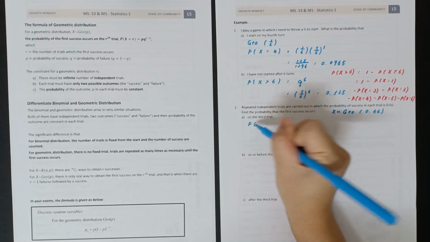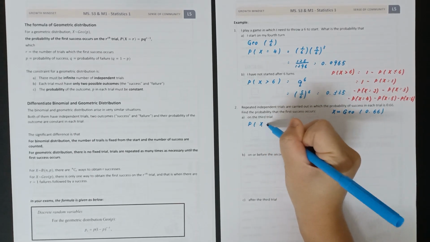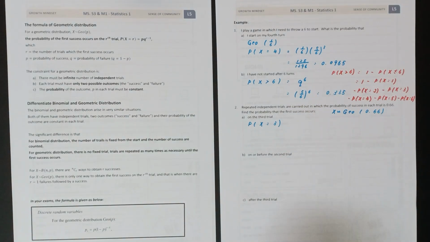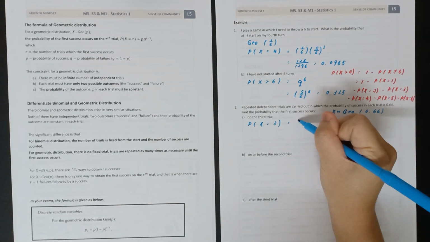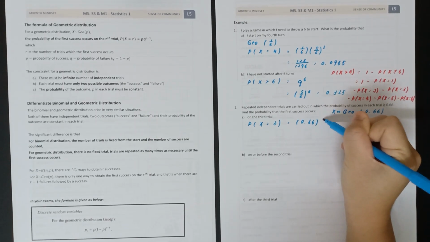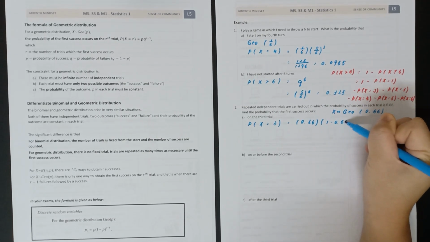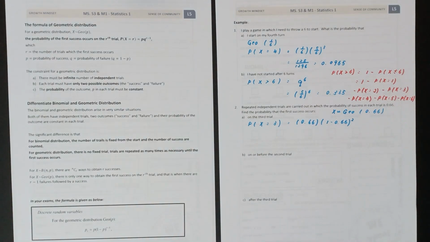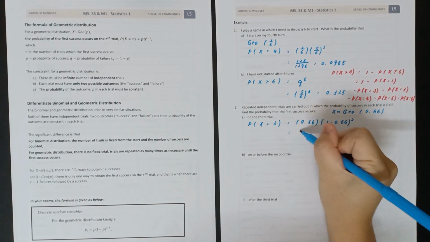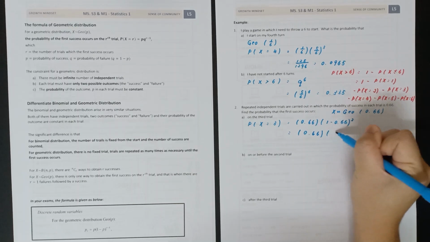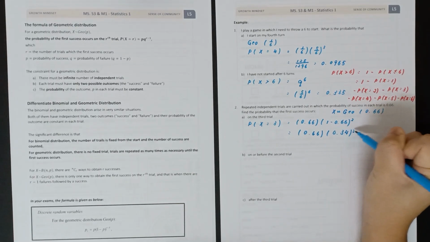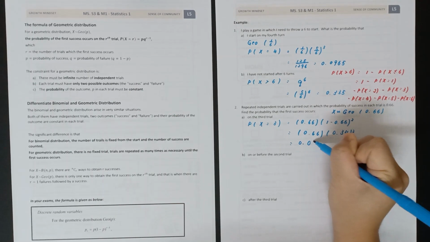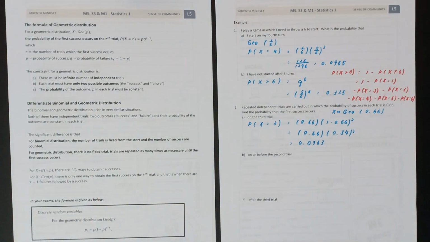What is the probability for the first success to occur on the third trial? It will be the probability of getting my first success at the third trial, so x equals 3. How many failures beforehand? 2 failures beforehand, and you have 1 success on your third time. So your p, then your q will be 1 minus p. How many failures do you have? 2 failures. When you use your calculator to find the answer, you will get 0.0763. Alright, okay, D.